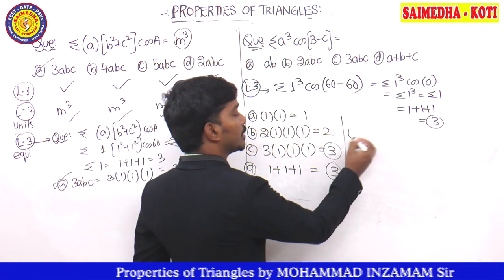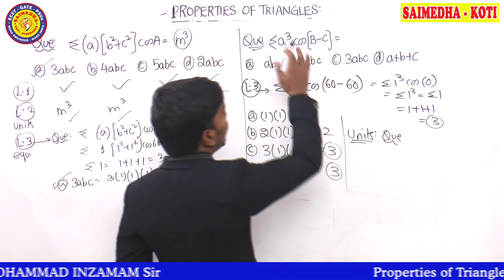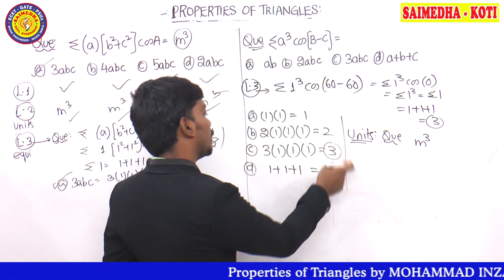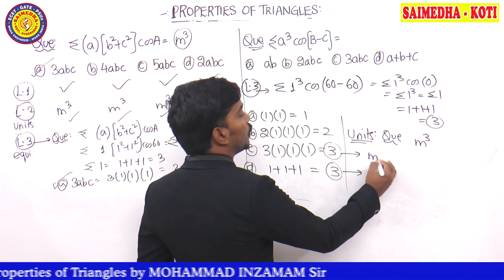Now go for the units, guys. Check the units. The question units are meter cube. Which option is going to give you meter cube? Option C or option D? Option C is going to give you meter cube.